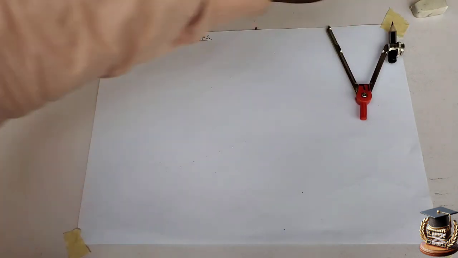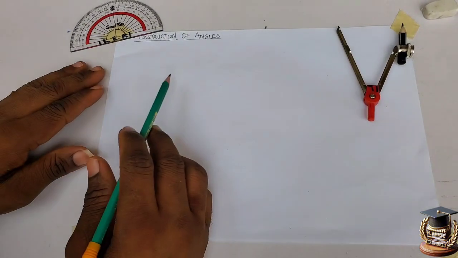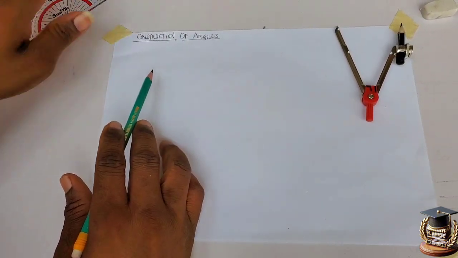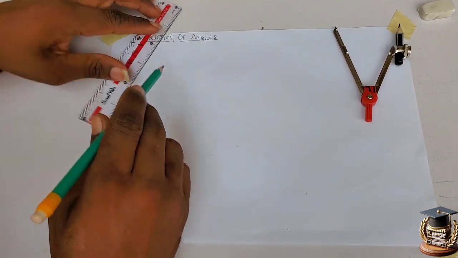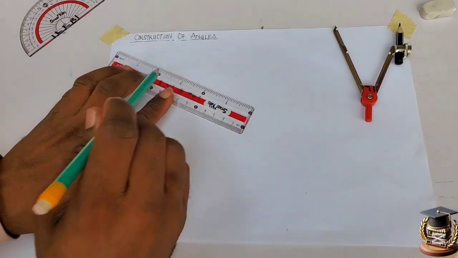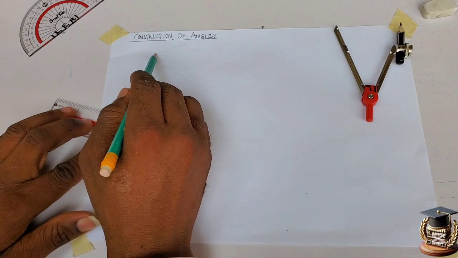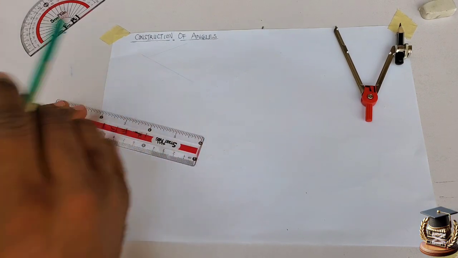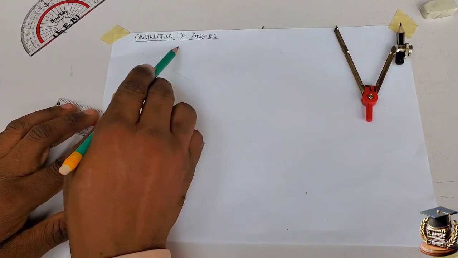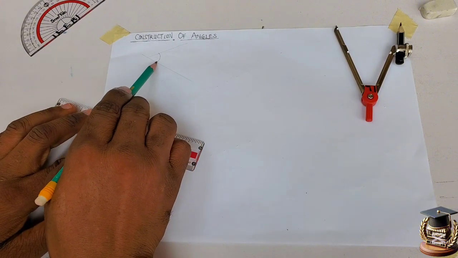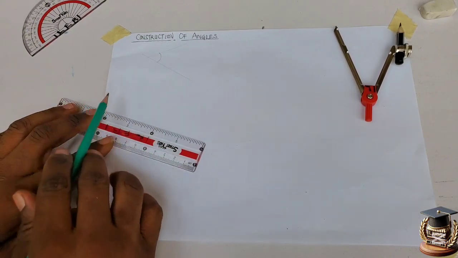Before this, we already know what lines are. A line is just a straight path between two points. Now when you have two lines meeting at a certain point, the angle is defined as the space between the two lines. So that's what we call an angle. Whenever you have the junction between two lines, it creates an angle.